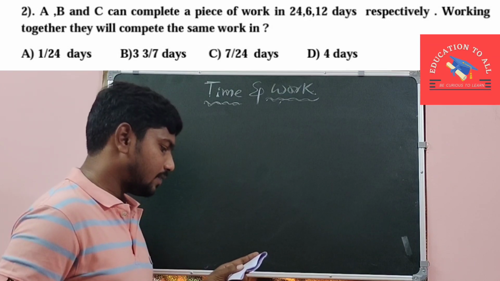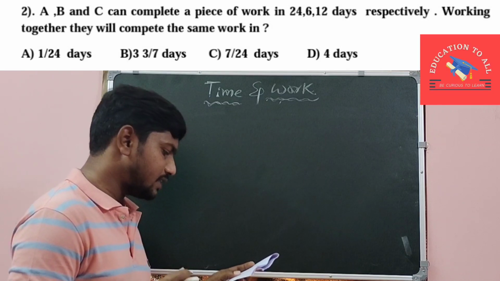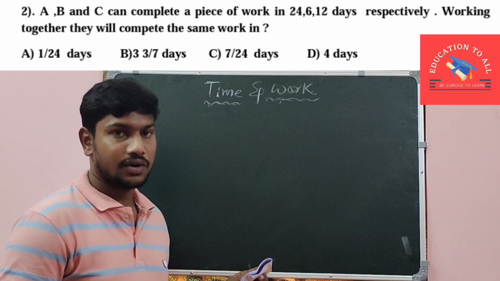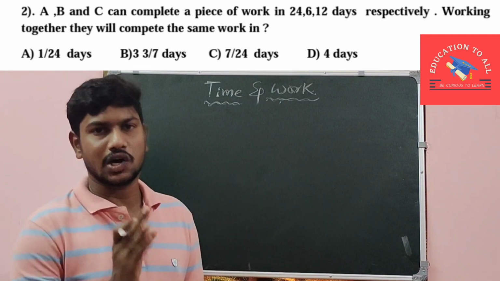Working together, they will complete the same work in option A 1 by 24 days, option B 3 by 7 days, option C 7 by 24 days, and option D 4 days. Okay, directly we'll go for the short method.